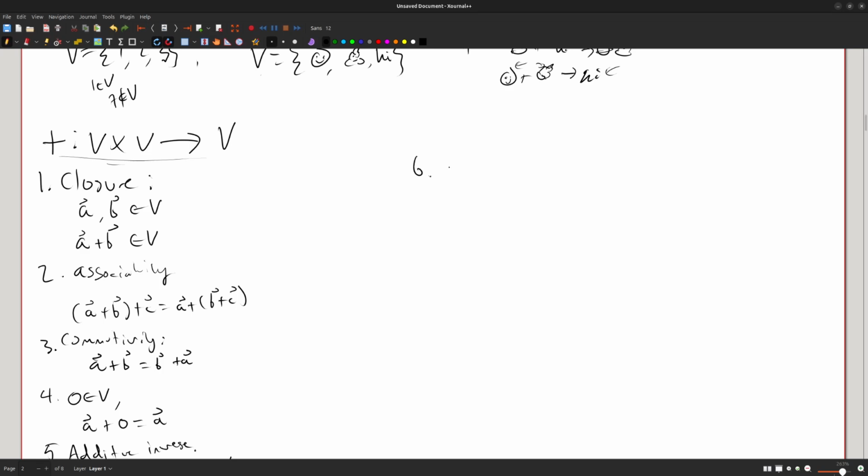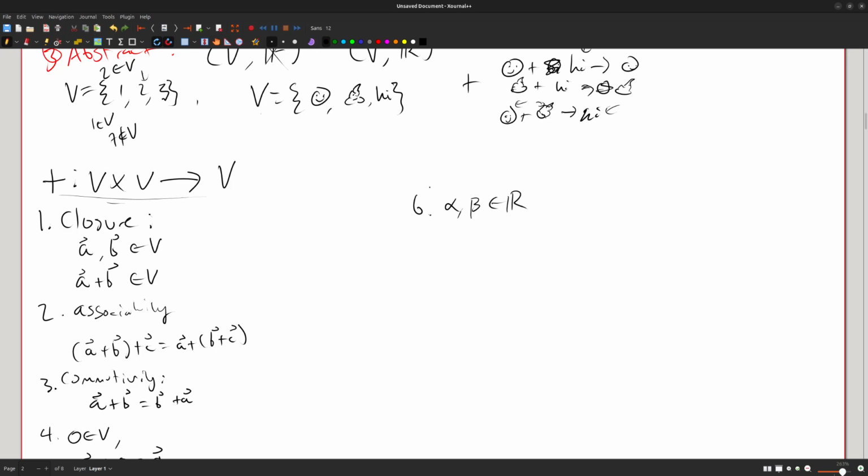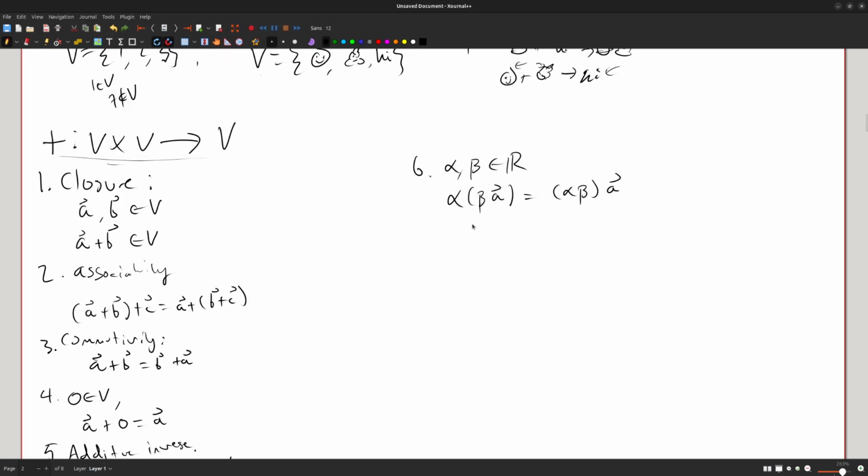So first of all, let's say alpha and beta are real numbers. In general, this might be over some field instead of just real, but we're just going to stick with real numbers for now. So you have alpha times beta times vector A is equal to alpha times beta times vector A. Okay. Then you must also have that the identity in your field, or just the number 1, must satisfy 1 times A is just A.